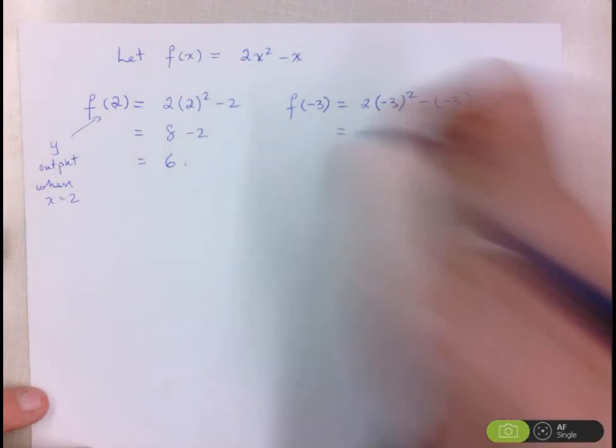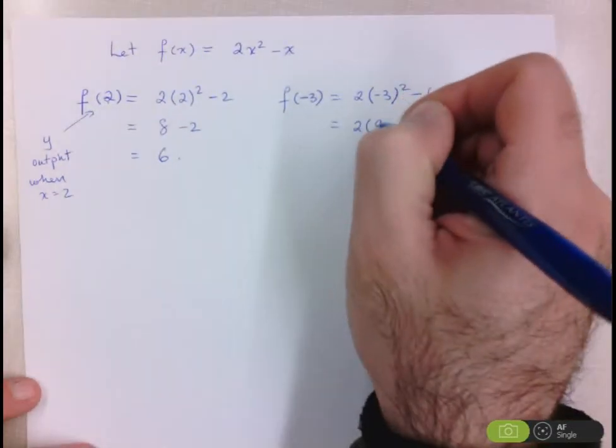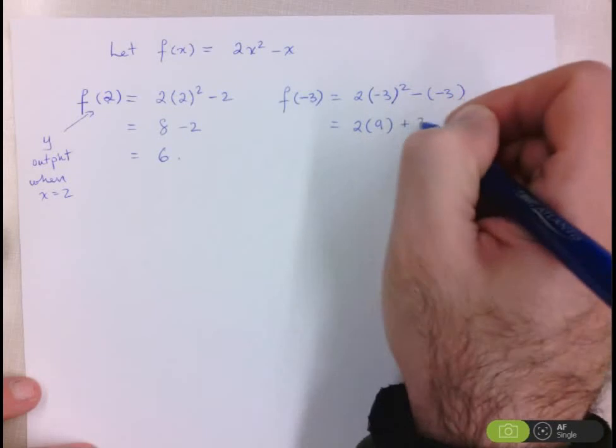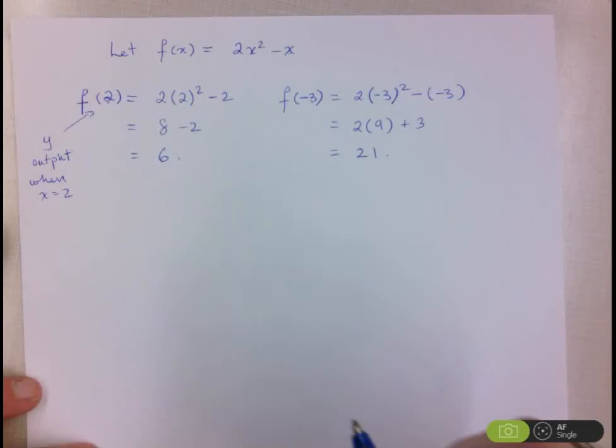Okay, and so now the machine is going to compute all these things. So 2 times 9, and then plus 3. And so here we have 18 plus 3 is 21.